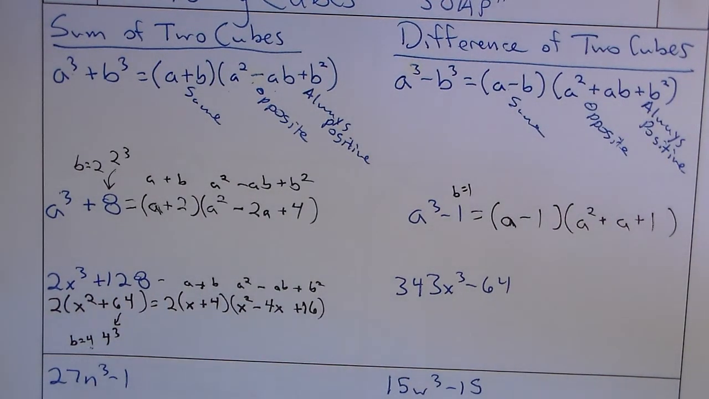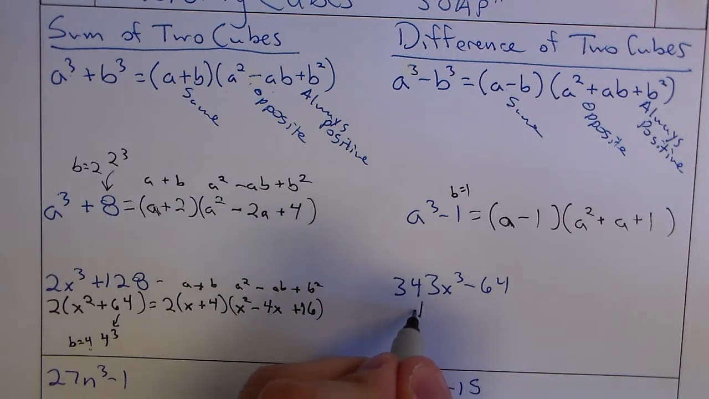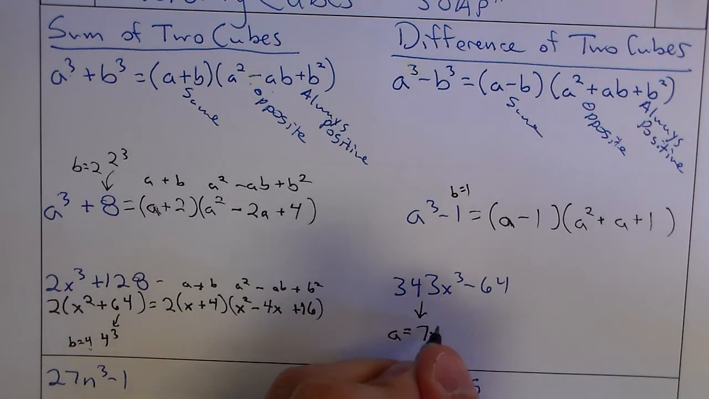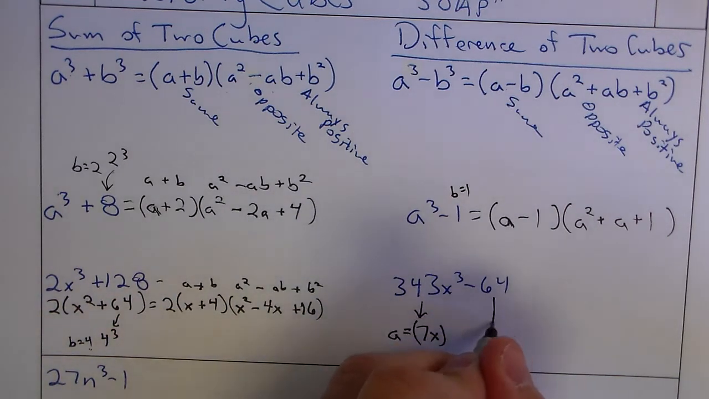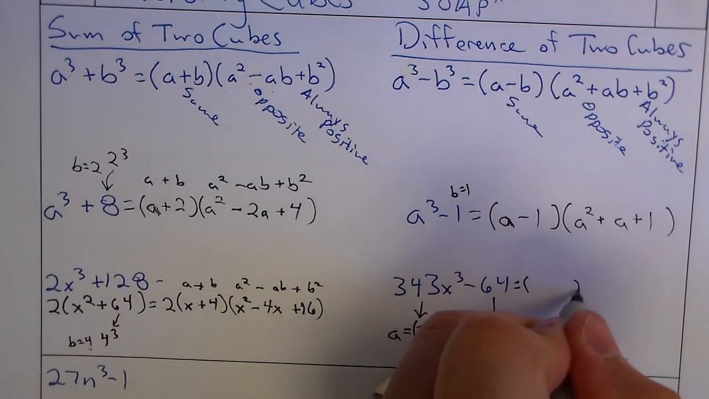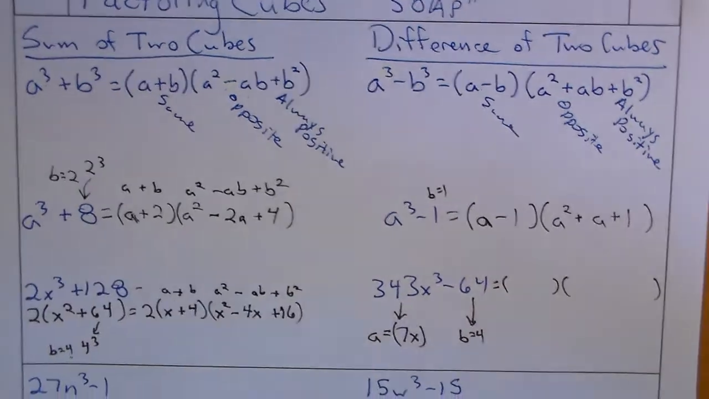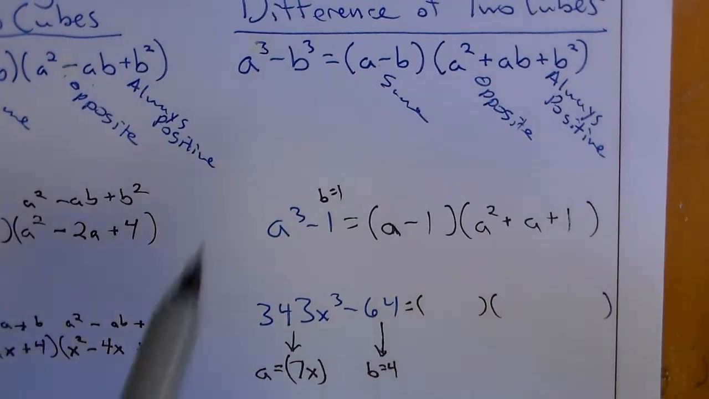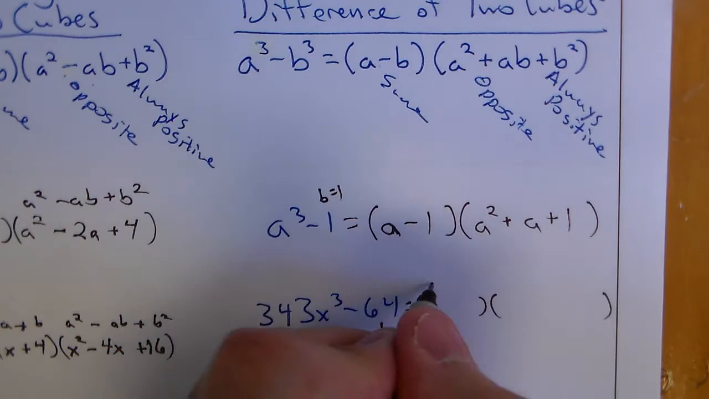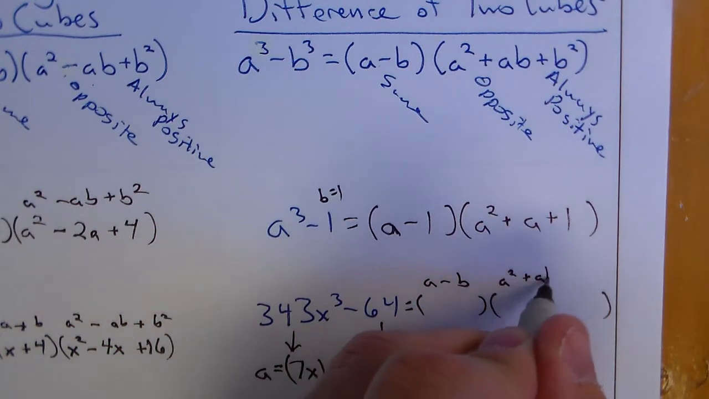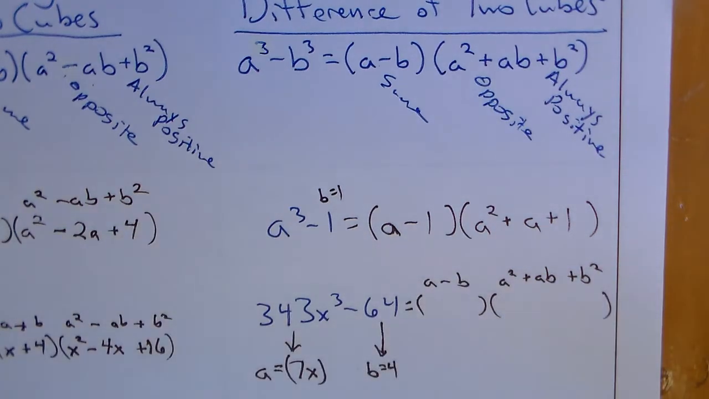Next, 343x cubed minus 64. 343 is the cube of 7. So I'm going to say that a is now 7x. b, I'm going to say, is 4. So to fill in the template that we have, if we look at the parts, we have a minus b, then it's a squared plus ab plus b squared.